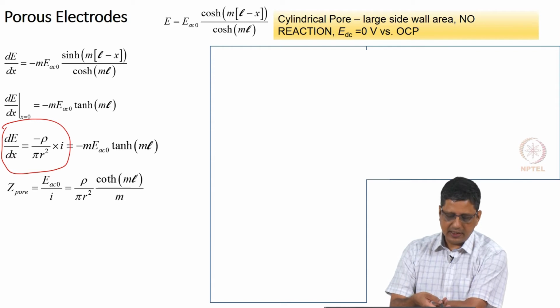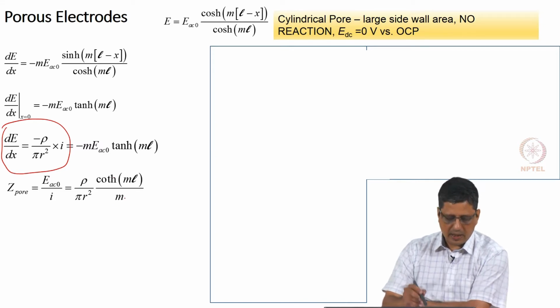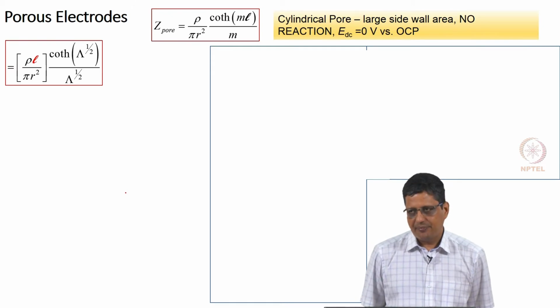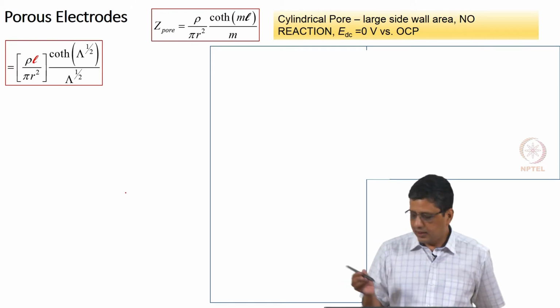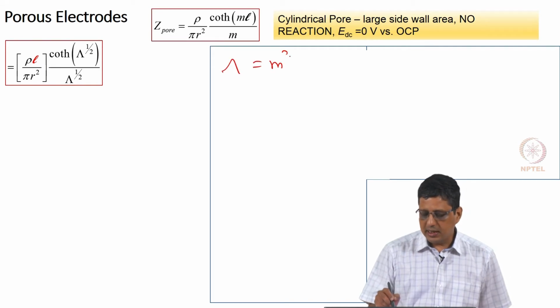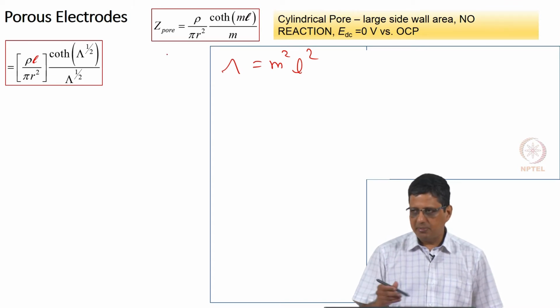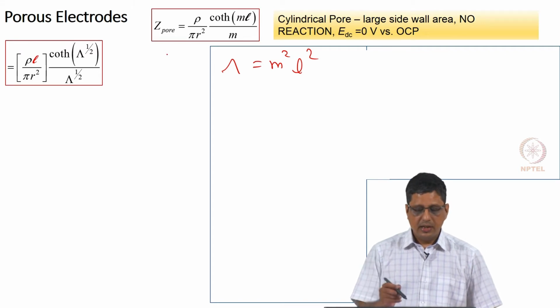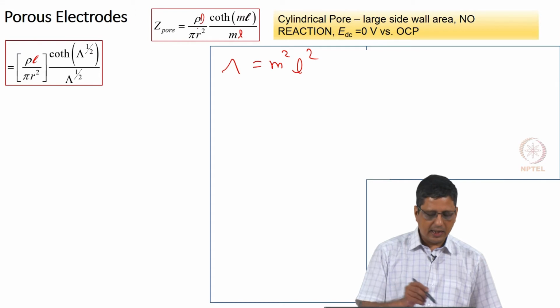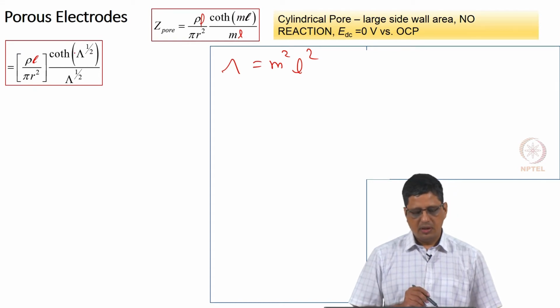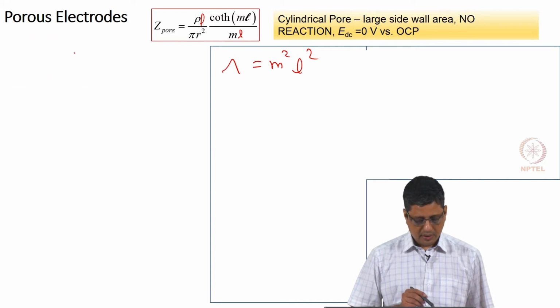If you rearrange and get E by I, here I gave us EAC 0 by I, but essentially it is E by I, I would get a factor like this and I can rewrite it with capital lambda. I am going to write capital lambda equal to m square L square. I can write this as capital lambda as ml, but there is a real reason why we want to do this, because it gives you a dimensionless number. So, multiply and divide this by L, I will get rho L by pi r square, and this is going to give me cot h here, because I take the inverse.